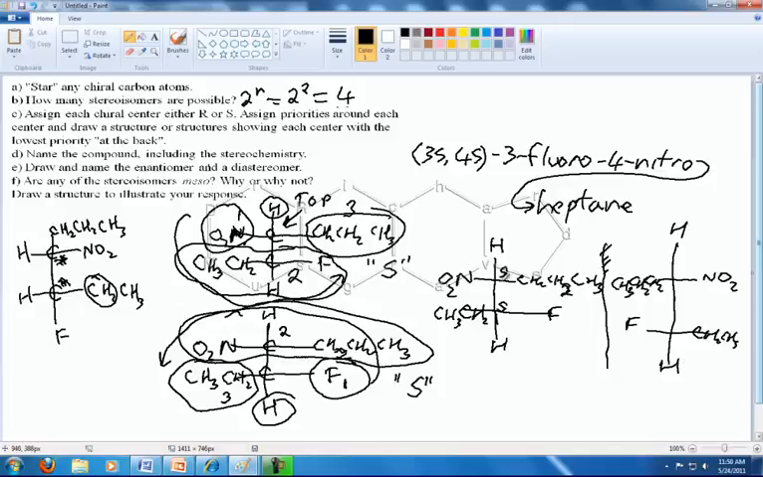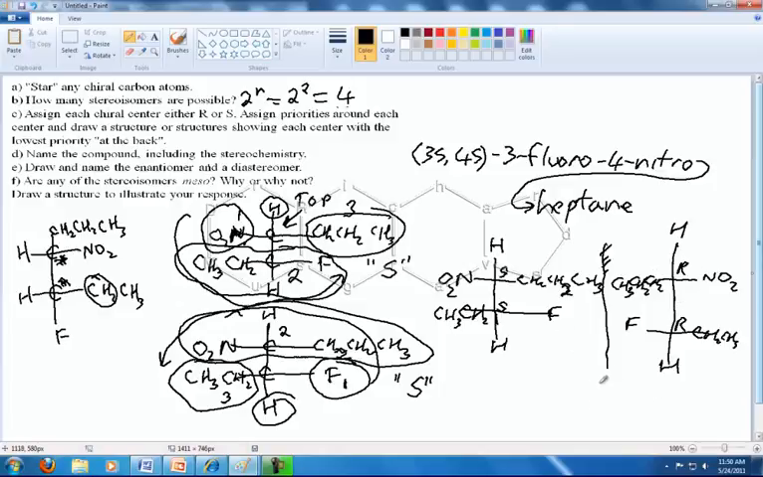Now since I'm getting the mirror image, I automatically know, I don't even have to check this, what's going to happen is the S will switch to an R, and this S will switch to an R. So whatever stereochemistries you have over here will reverse on this side, and that will be the enantiomer.